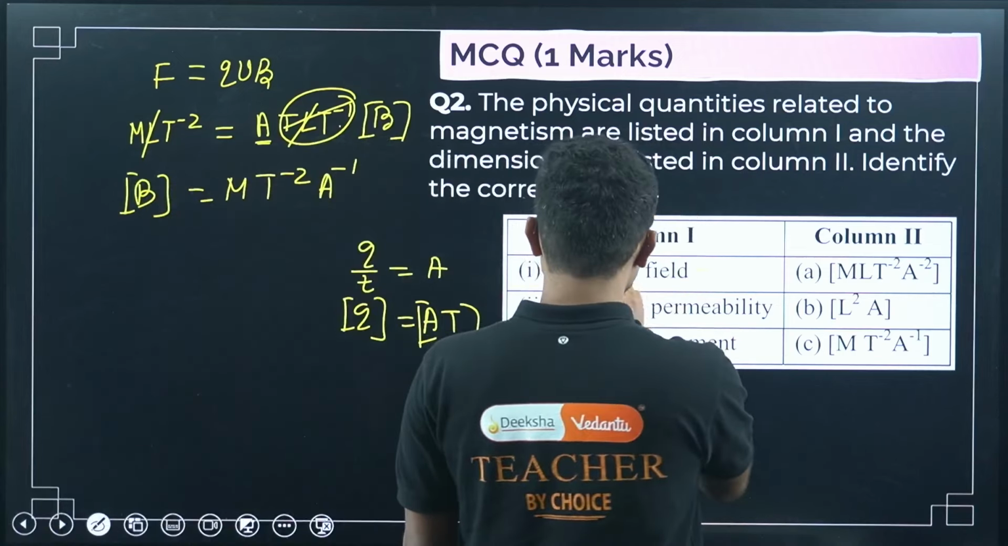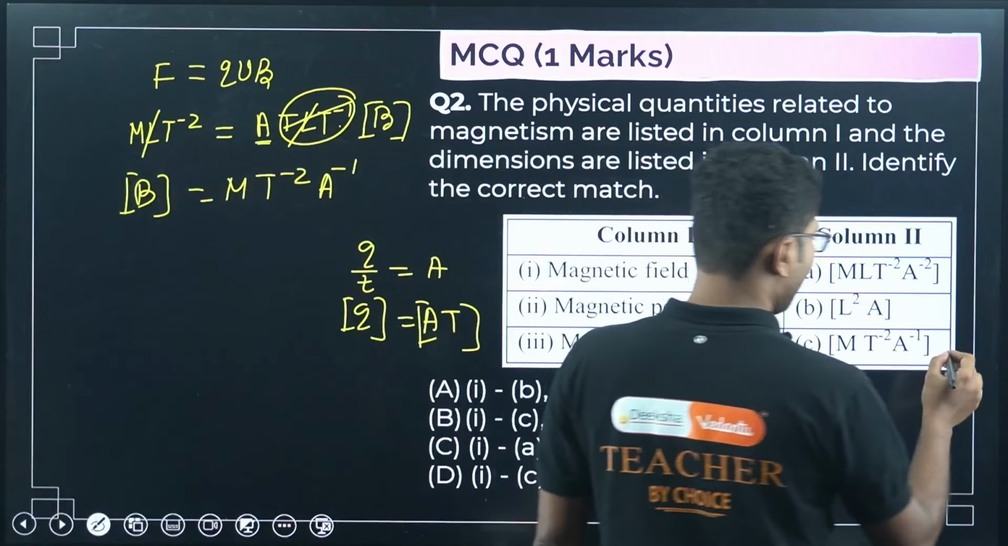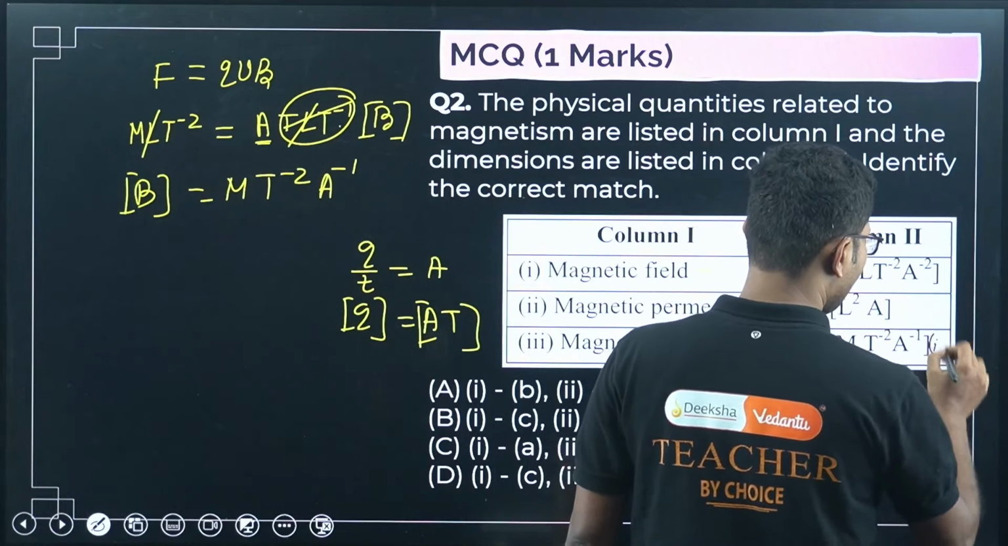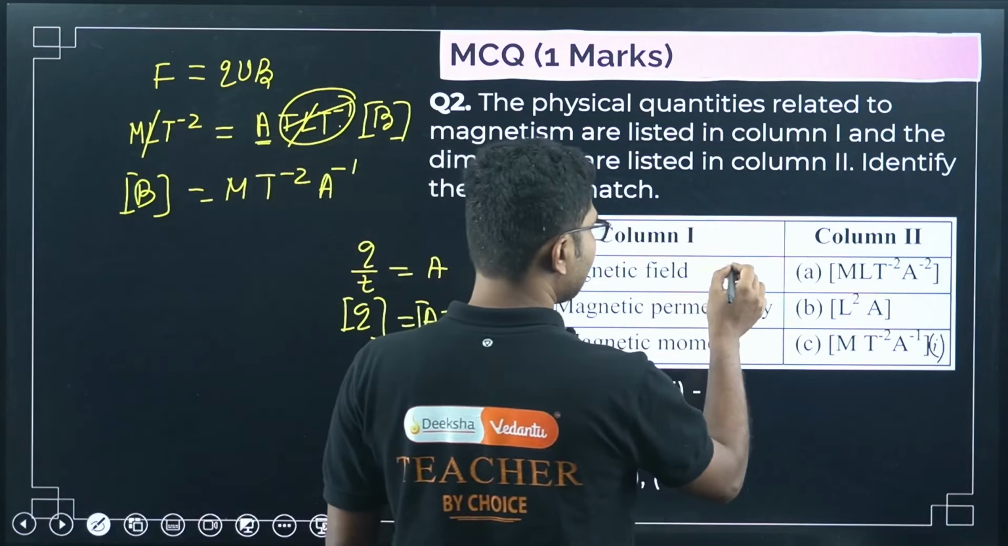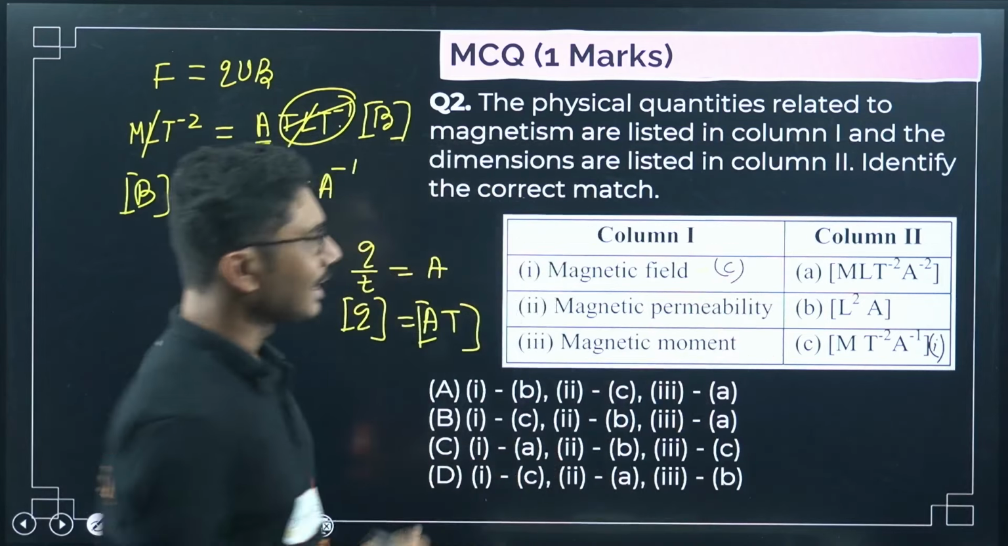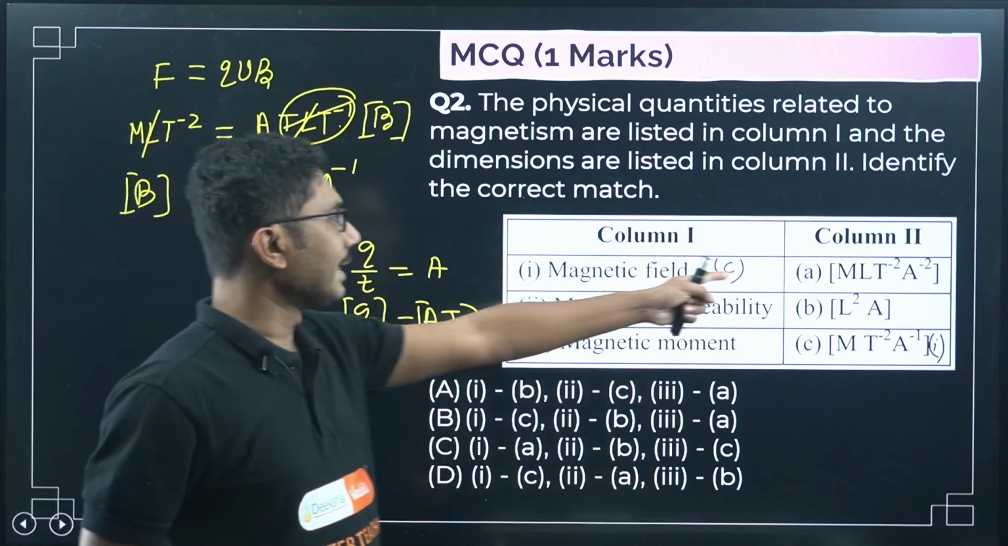So from magnetic field we can see that the correct answer is this. So this is the correct answer for magnetic field. Okay, so the correct answer for magnetic field is either you write like this or you write like that, whatever way you are comfortable. Okay, so for 1, correct is C.